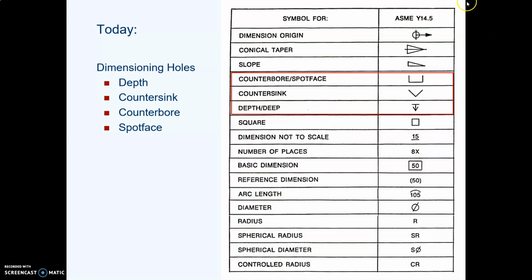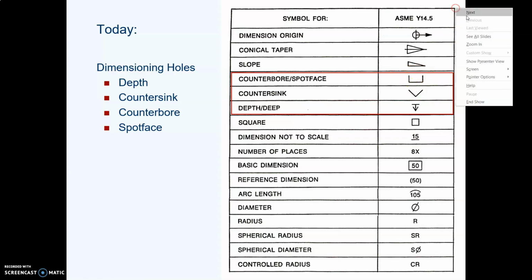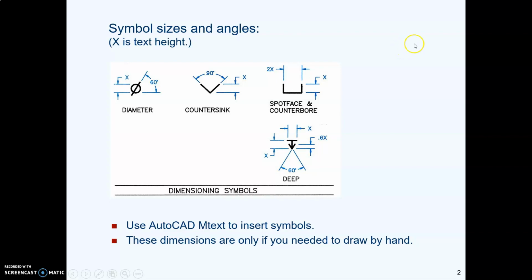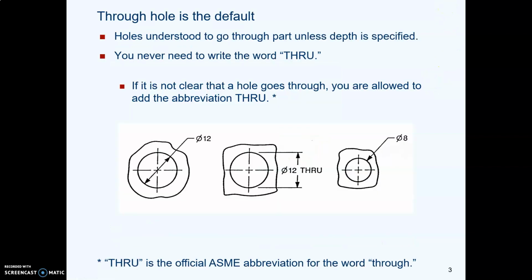Now we are going to look at a number of additional ways to call out characteristics of holes that you put in parts. Here are some ASME symbols, and these are the symbols we're going to look at today: depth, counterbore, and countersink. We don't need to know what height to make these because AutoCAD is going to put them in automatically.